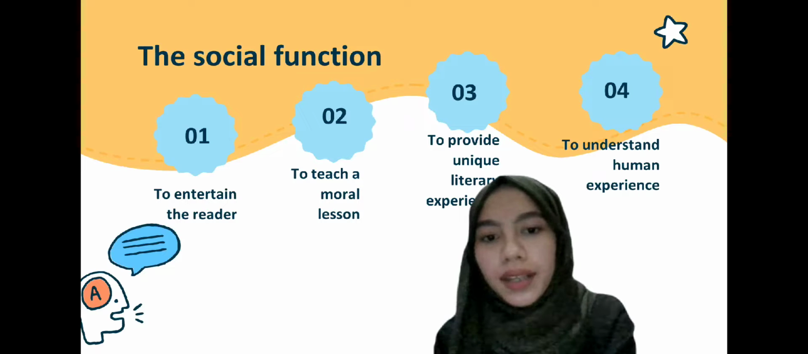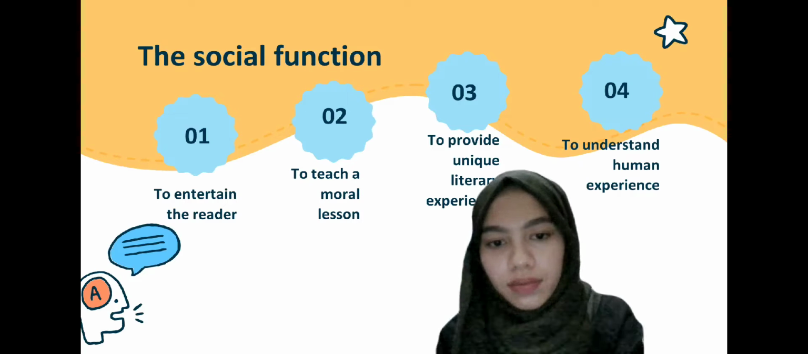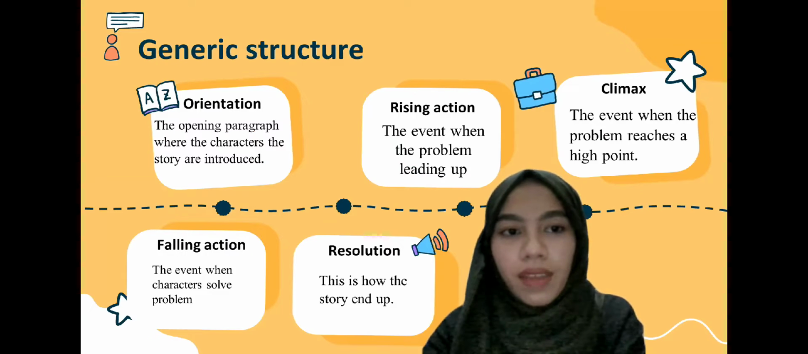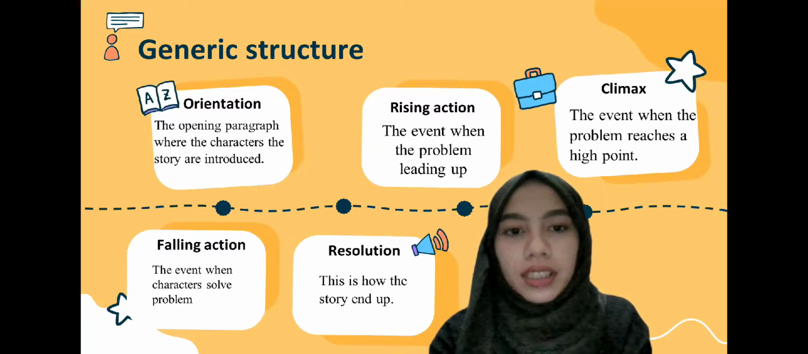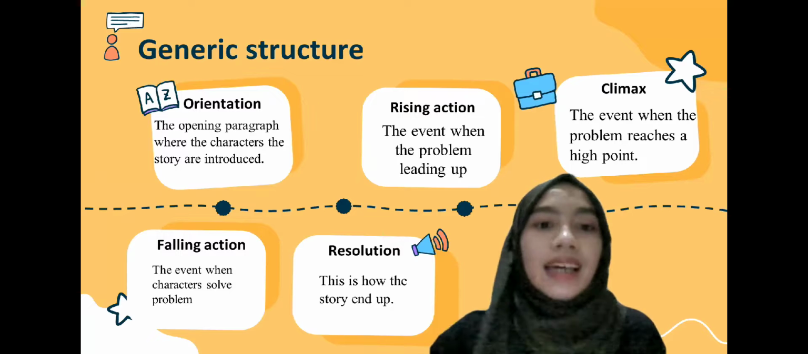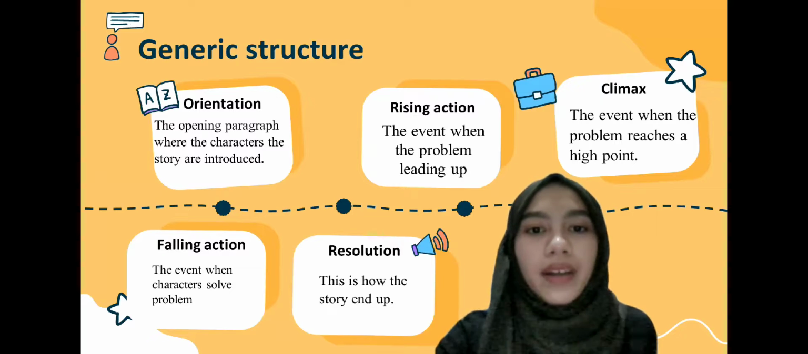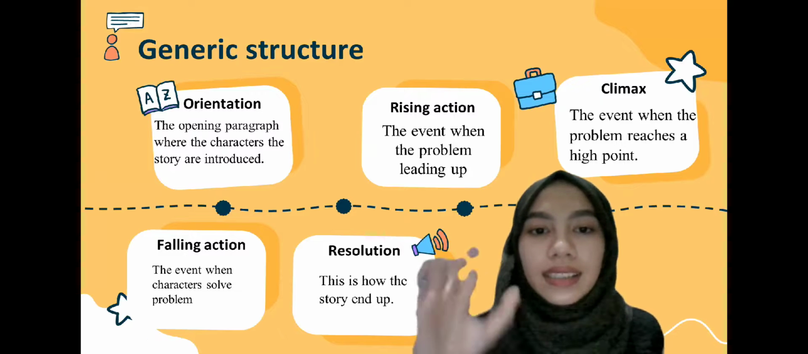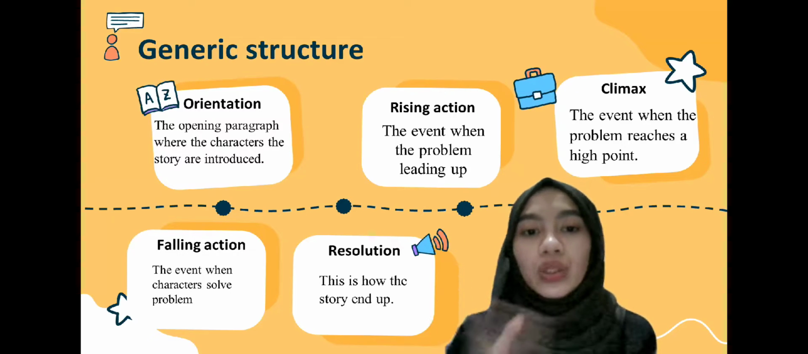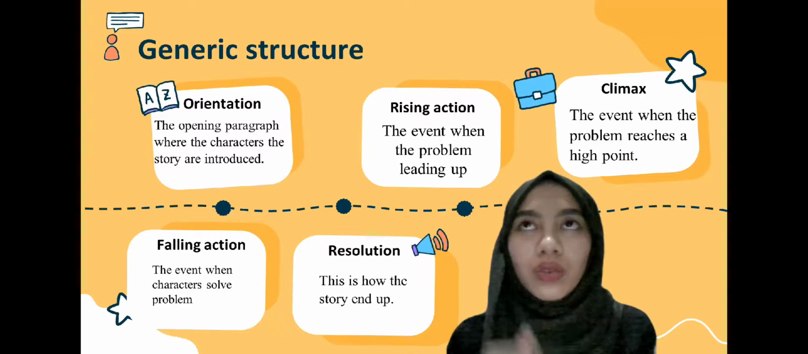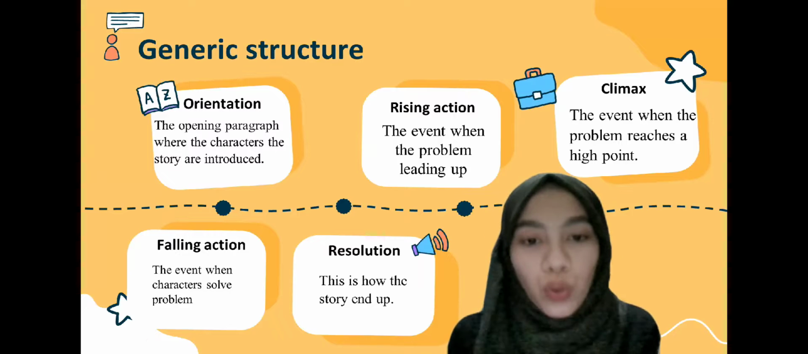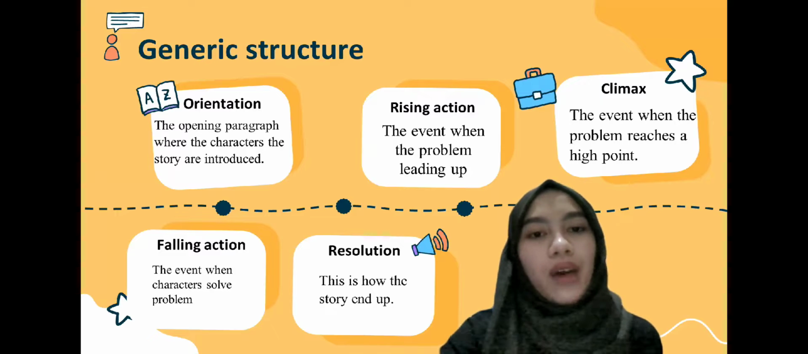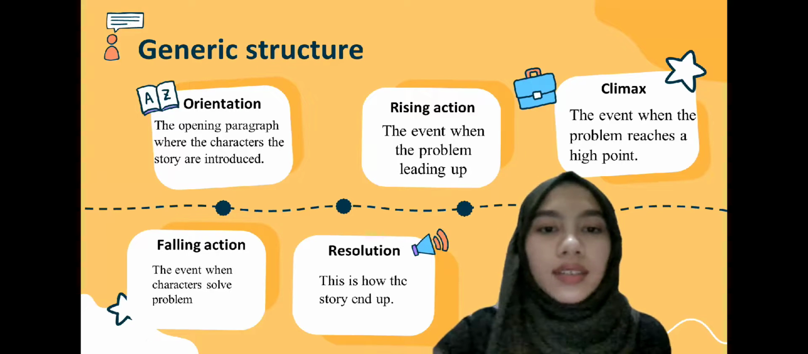We will move to the next material. The next is generic structure. Well, for this generic structure, first is orientation. It is about the opening paragraph where the characters of the story are introduced. The orientation sets the scene, mood, and introduces the characters. Try to include when, where, who, and what in the section to explain to the reader what the story is going to be about.